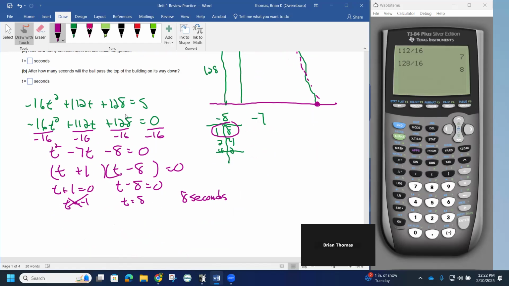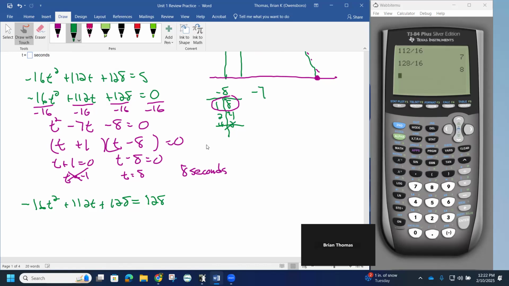So to do part B, we're going to use the same equation. We're going to have this -16t squared plus this 112t plus 128. But this time, the height off the ground is not 0. The height off the ground is actually 128. Now, to solve this quadratic equation, we have to set it equal to 0. So if I subtract 128 on both sides, our equation turns into -16t squared plus 112t is equal to 0.